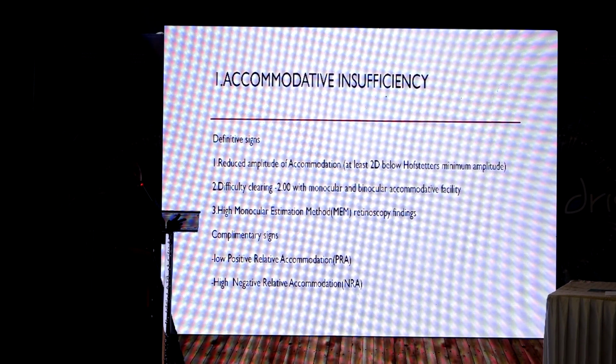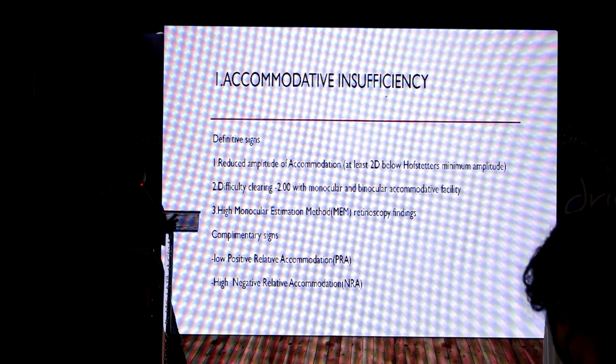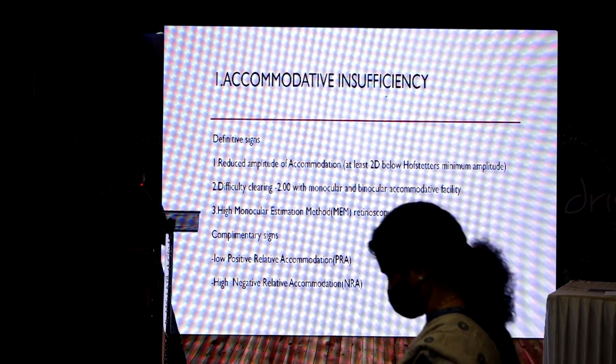For accommodative insufficiency, the definitive sign would be a reduced amplitude of accommodation. As she had well described, you check it with the near point of accommodation assessment with the RAF rule, and you convert it into the amplitudes. And if it is 2 diopters less than Hofstadter's minimum amplitude, which is calculated as 15 minus 0.25 into age, then it is accommodative insufficiency.